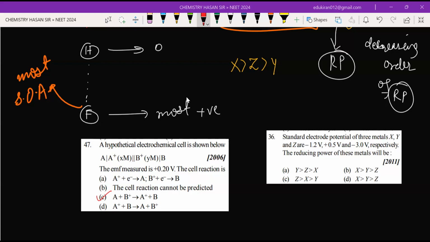Sir, option C again. Option C again. Priya, option A for which question? 47 or 36? 36, sir. Okay, reducing power. The most reducing power is for the lowest value, inversely proportional. So Z, then comes your X, and then comes your Y. So option C is the correct answer.